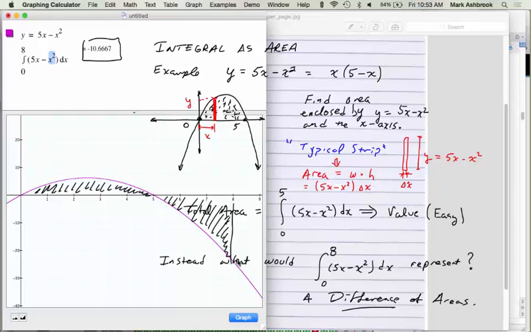So can you write an expression that would calculate the total area? Call this, say, A1 and this A2. Could you write an expression that would calculate the total area? You should be able to do that.